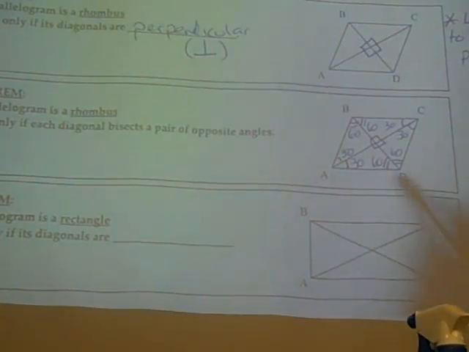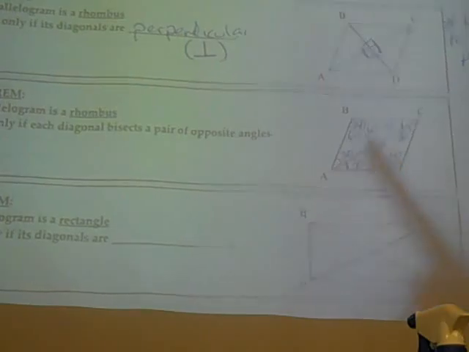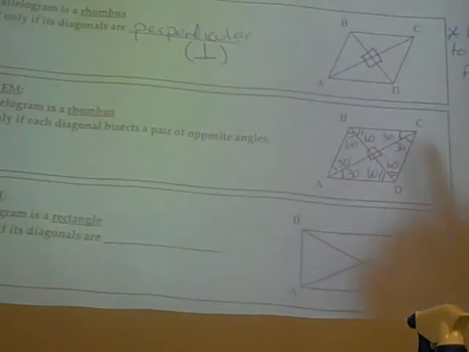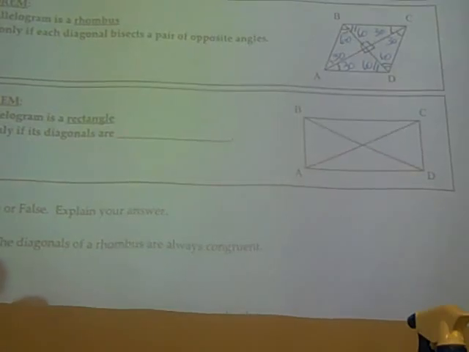So we know these diagonals bisect these opposite angles. So angle B, or angle ABC, would be normally 120 degrees, but this gets bisected by it. Angle BCD is 60 degrees, but it got bisected. Now we're going to talk a little bit about the rectangle. Okay, a parallelogram is a rectangle if and only if the diagonals are congruent.